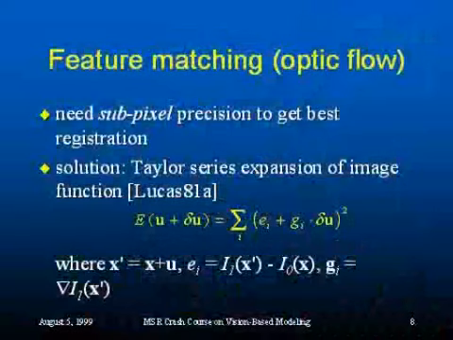And if you want to get some sort of subpixel precision, there are several ways you can do that. One of them is to actually use a Taylor series expansion. So what we do here is the error term is the original difference between the two images.